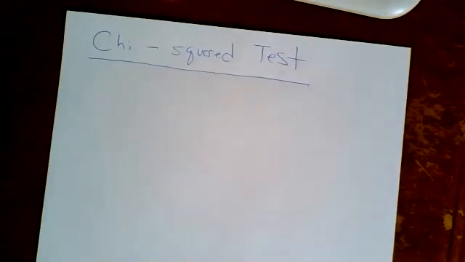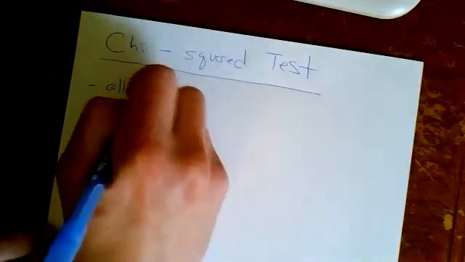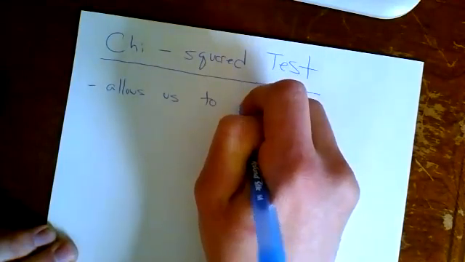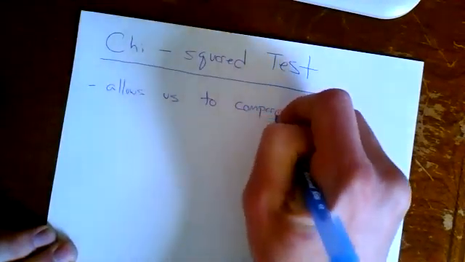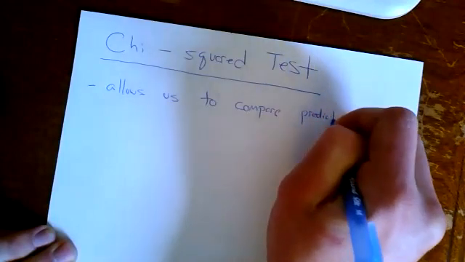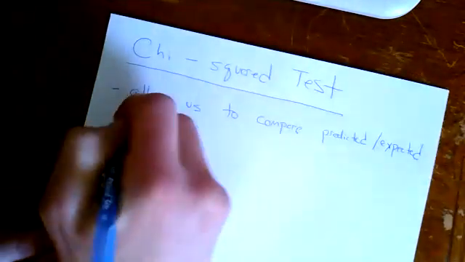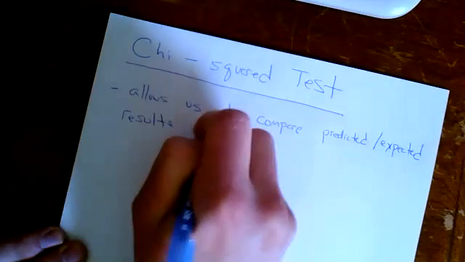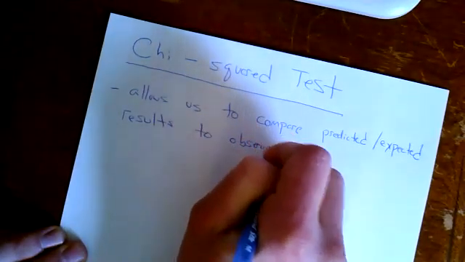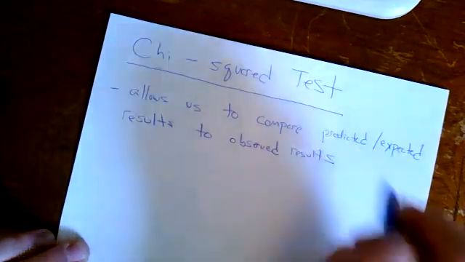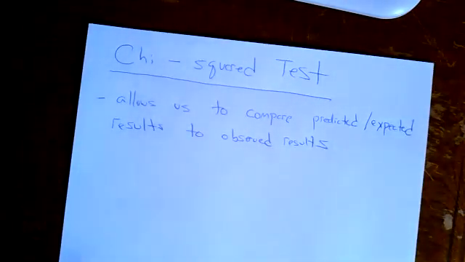So we have the chi-squared test. First of all, what is it? Well, it allows us to compare predicted, or in the case of this test, what we call expected results, to observed results. So in the case of the lab that we're building towards, our predicted or expected results come out of our Punnett square, and our observed results are what I will give you in our data sheet.